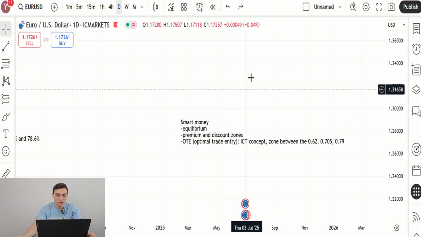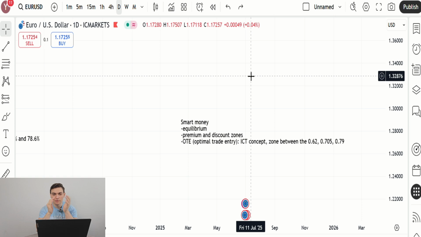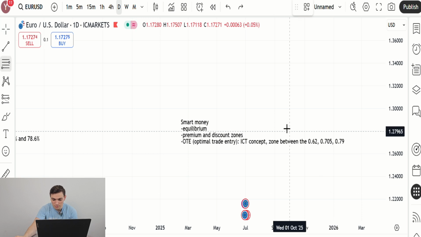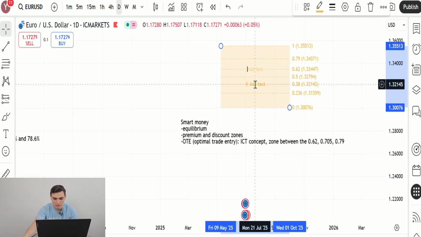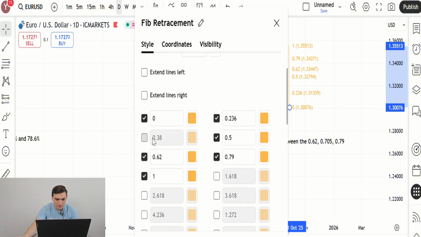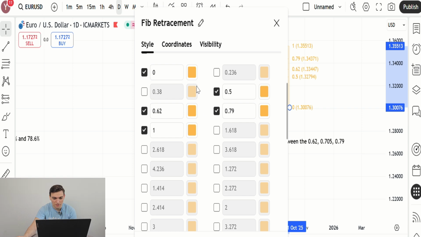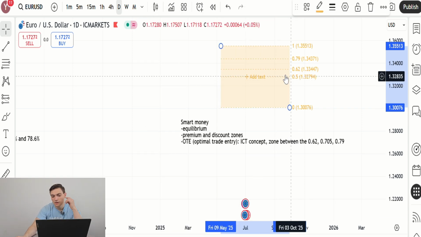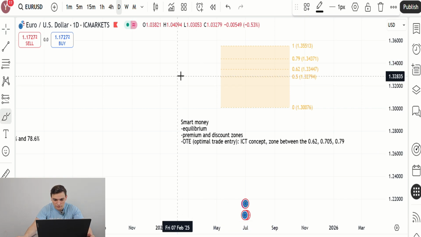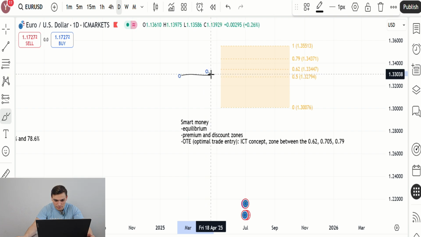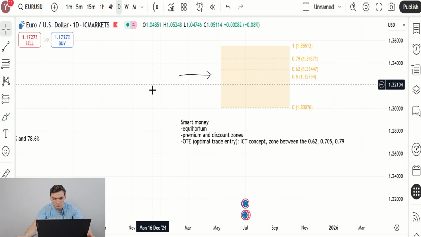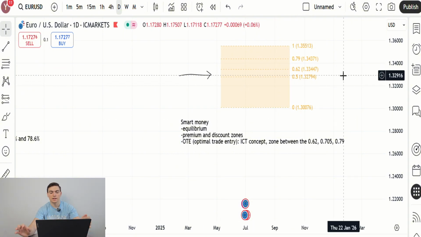So to start with, smart money uses equilibrium. Equilibrium is the 0.5 level, right? It's the half of the Fibonacci retracement. Just consider this as the line between premium and discount. I'm gonna take away this one and this one because we will not use it. I'm gonna leave the numbers for ICT traders. So equilibrium, like I said, it's the 0.5. It's this line. This line, that's the equilibrium.